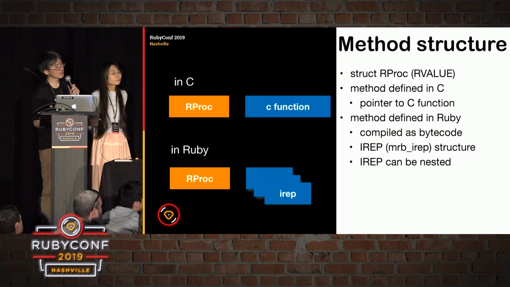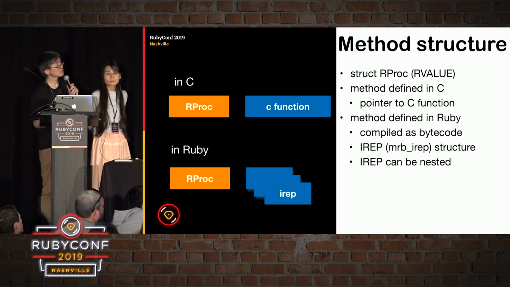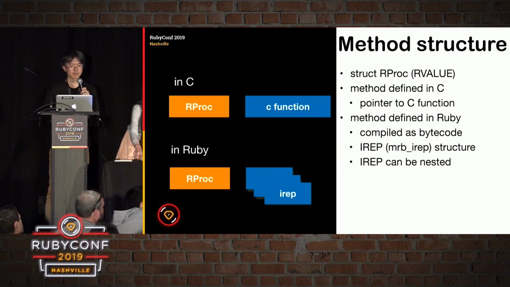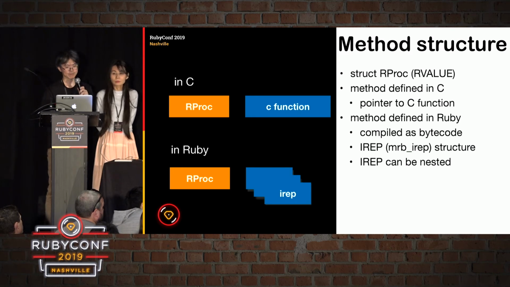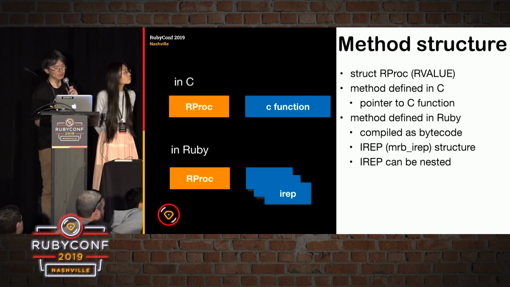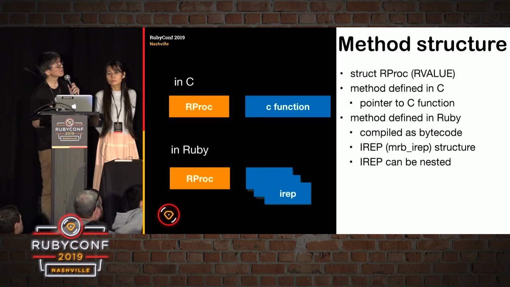We also explained method. The data structure of a method is different when the method definition is written in C than in Ruby. Both use struct RProc, which is a kind of RValue. Methods defined in C have a reference to the C function, while methods defined in Ruby use a structure called irep, converted from Ruby code.